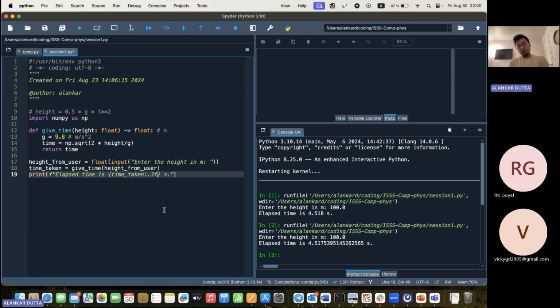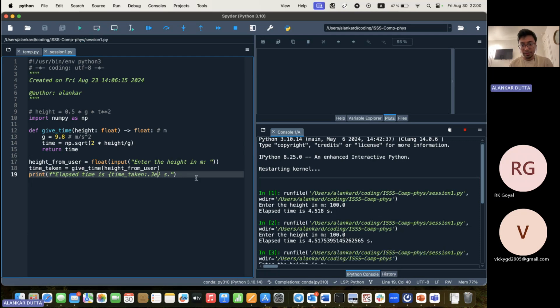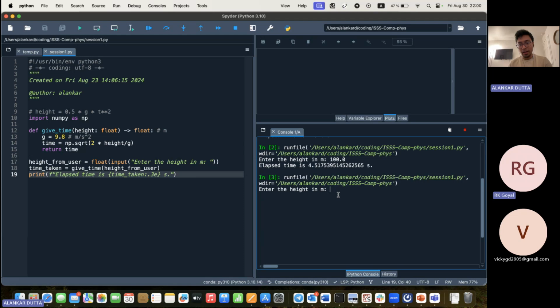And for example, you can also have something called the scientific notation. For that, you just give E instead of F. Say, if I just play this once again, and I give some more height because I want some more time to come in. So let's give a height of like 10,000 or something. And then you'll see that it gives you the result in scientific notation. So it's 4.518, with 3 decimal places, times 10 to the power of 1. So it's like 45.18 seconds. So you can also get things in scientific notation by changing F to E.